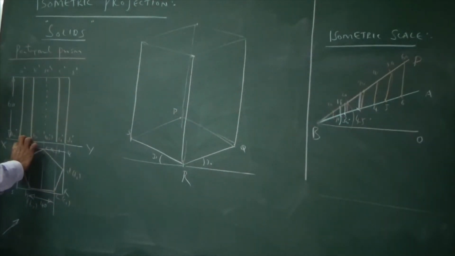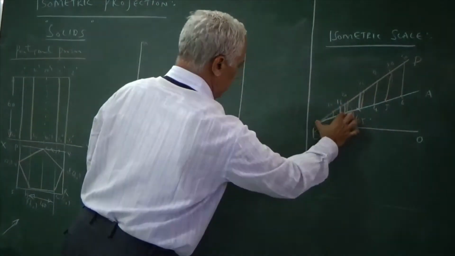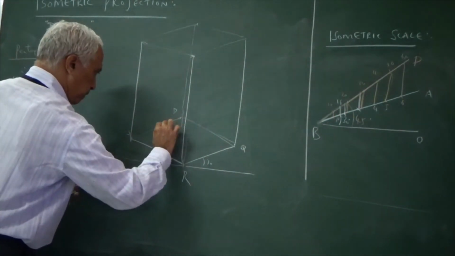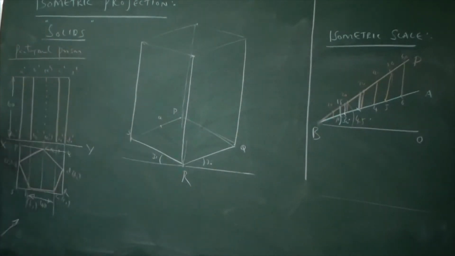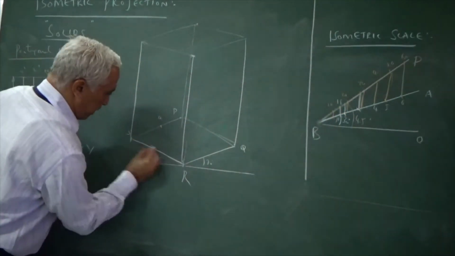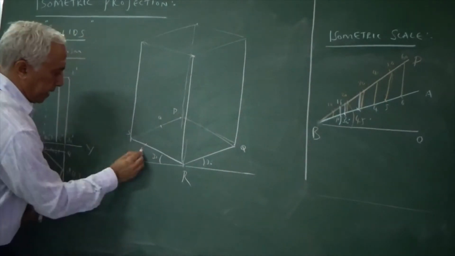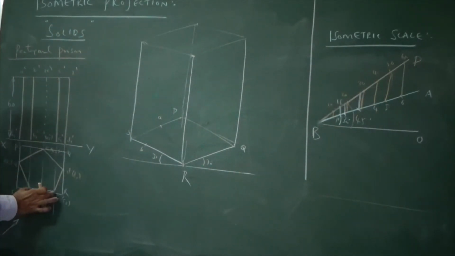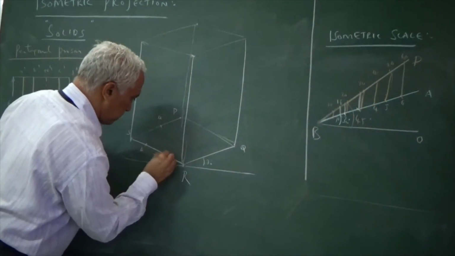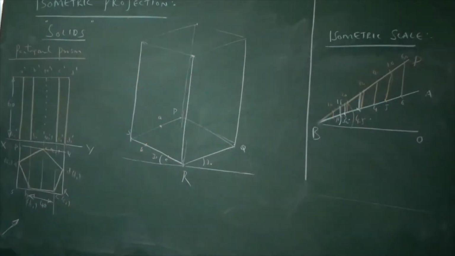So take PA, get the iso of PA, and from P towards S, mark the point A. In between S and R, my points B and C are there. So take SB from the figure, get the iso of SB, and from S towards R, obtain the point B. So BC is 40 millimeter, get the iso of 40, from B towards R, obtain the point C.